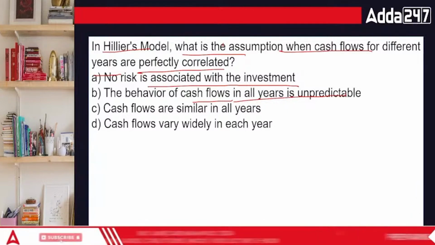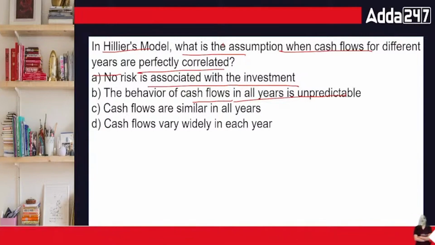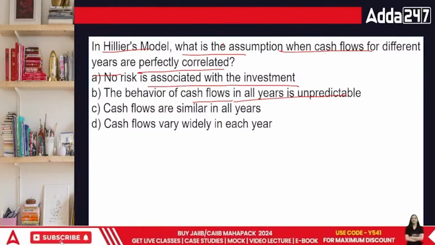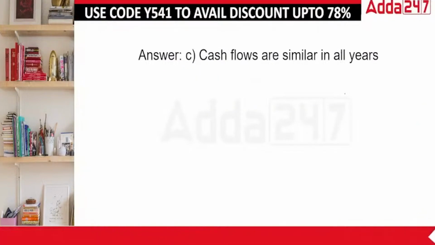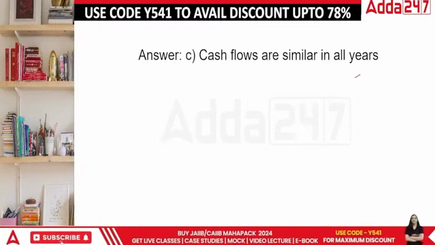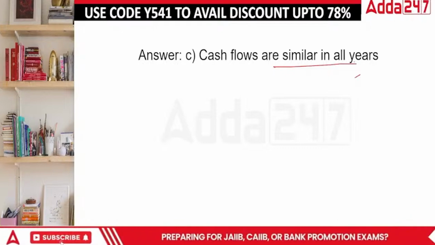Cash flows are similar in all years. I cannot say it's the same. They vary widely in each year. It may vary or may not. What's going to be the answer according to you? The answer to this question is that it is very similar in all these years. It won't be the same, everyone, but yes, it can be similar. Correlated can be called synced here. Okay?